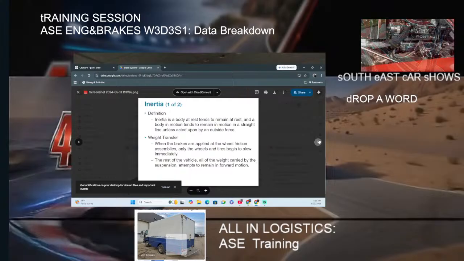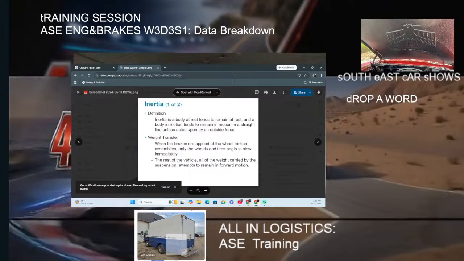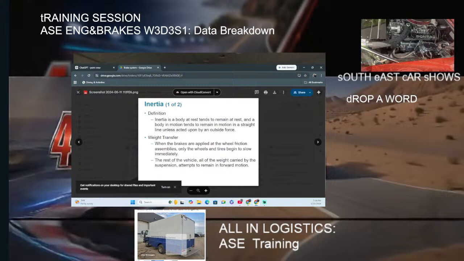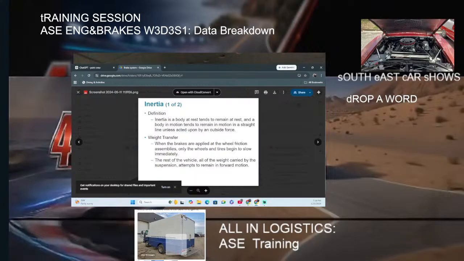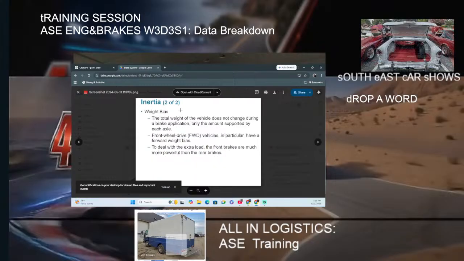Inertia, one of two. Definition: inertia is that a body at rest tends to remain at rest, and a body in motion tends to remain in motion in a straight line unless acted upon by an outside force. Weight transfer: when the brakes are applied at the wheel friction assemblies, only the wheels and tires begin to slow immediately. The rest of the vehicle, all of the weight carried by the suspension, attempts to remain in forward motion. And after that, we talk about the weight bias.